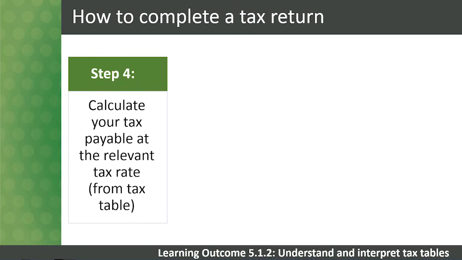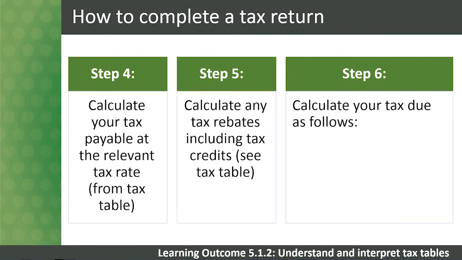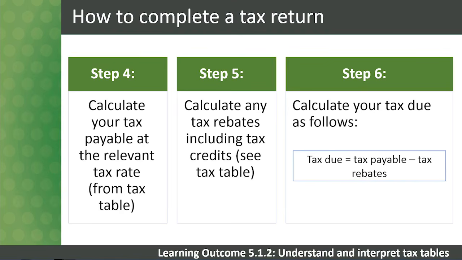Step 4. Calculate your tax payable at the relevant tax rate that applies to the income bracket into which your taxable income falls according to the tax table for the year of assessment. Step 5. Calculate the tax rebates for which you qualify based on your age group. This includes any medical aid tax credits. Step 6. Calculate your tax due as follows. Tax due equals tax payable minus tax rebates. If students follow this procedure very carefully, they will do well in this section.